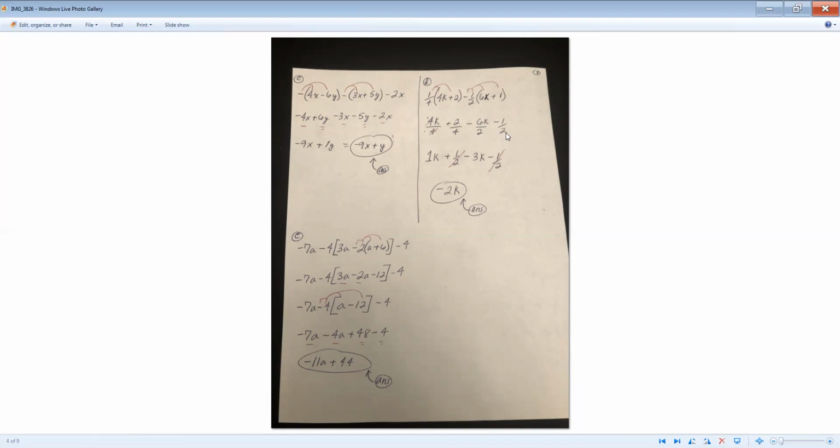Now we can simplify this expression. 4 over 4 is just 1, so that's 1k. 2 over 4 reduces down to 1/2. 6k over 2 would be 3k, and then we still have the 1/2 in the back. So that's 1k plus 1/2 minus 3k minus 1/2. The 1/2s will cancel. We have a positive 1/2 and a negative 1/2. Then we have 1k minus 3k, which would be negative 2k for a final answer.